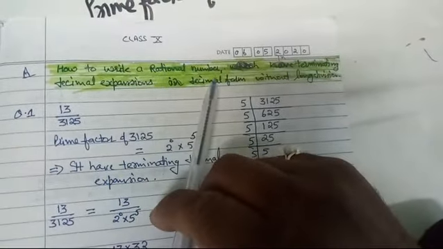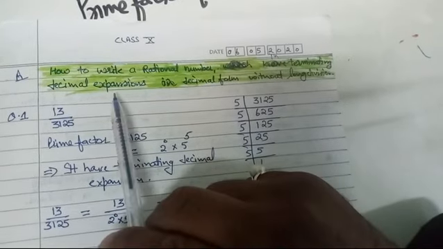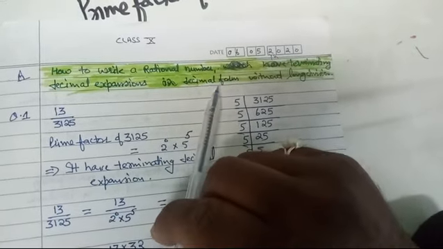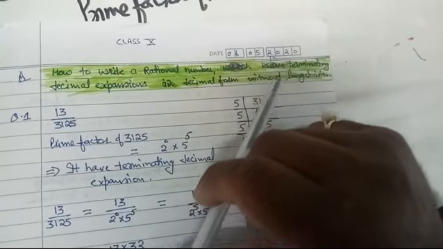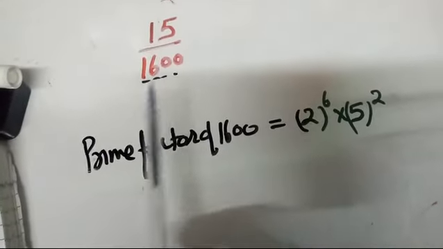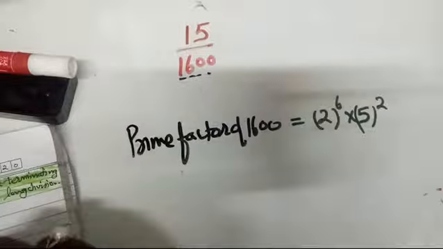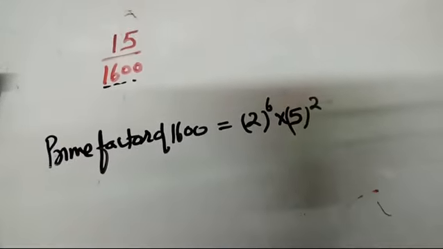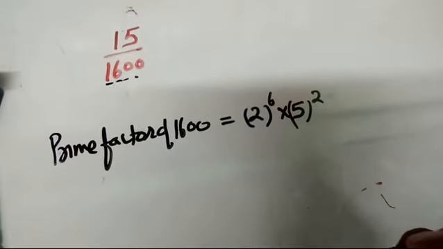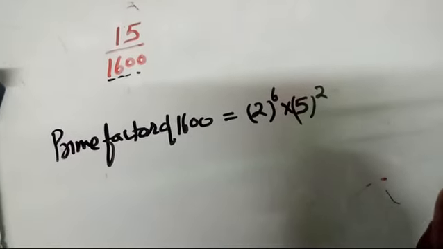So today's topic is how to write a rational number in terminating decimal expansion, or decimal form, without long division. When we solve this type of question, say we have 15 upon 1600, we have to write it in decimal form. First of all, we should know that the question should have a terminating decimal expansion.